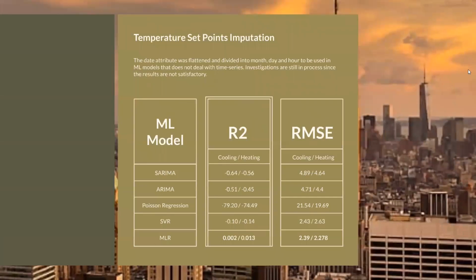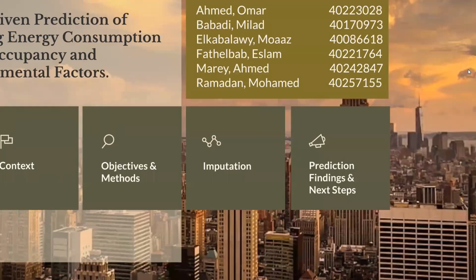Regarding the temperature set points, we are trying to impute all the missing data using different machine learning models. But first, we flattened the date attribute to month, day, and hour in order to use machine learning models that don't deal with time series. So we created several models such as SARIMA, ARIMA, Poisson regression, SVR, MLR. But the results were not promising. We got negative R-squared values for all the machine learning models except for the multiple linear regression, and we calculated the root mean square error for all of them as well. This is an ongoing process, and we are still trying different machine learning models to impute the missing data.